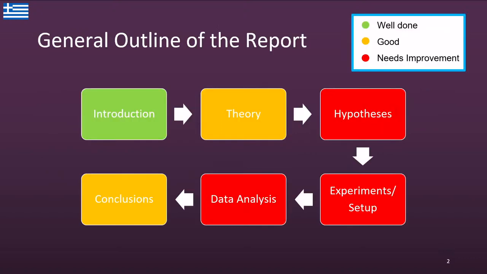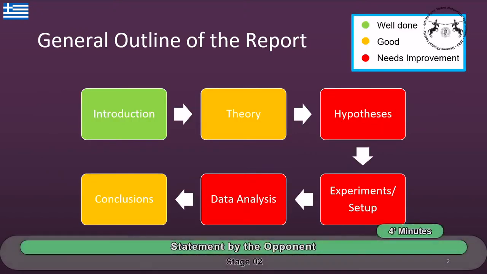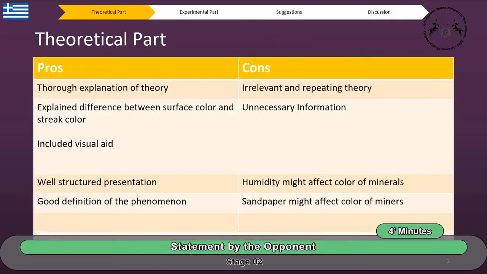So first of all, the introduction of the phenomenon was pretty good. They explained streak color and mineral color well. The theory was pretty good, although some parts could have been improved. The hypothesis, the experiments and the data analysis had some problems because of the way they sampled colors and the way the experiments were conducted. But I think the conclusions were mostly correct, and mostly the problem was in the experimental part.